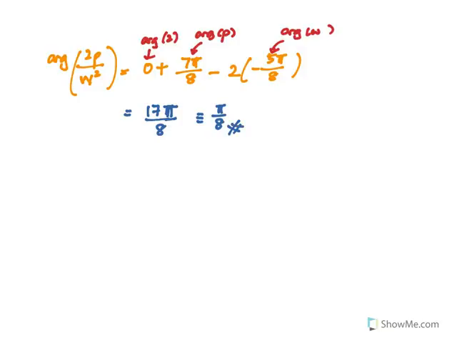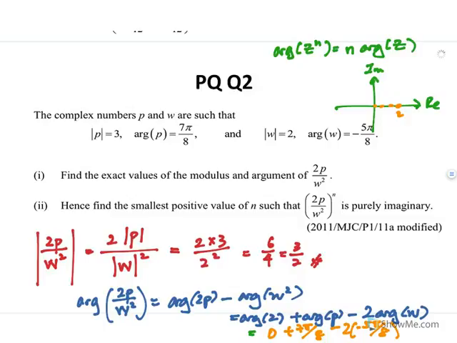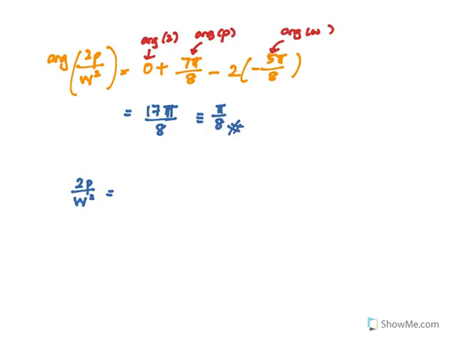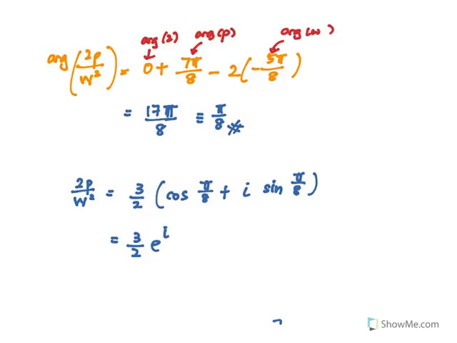So we can say that 2p over w squared can be written in the polar form. We know that the modulus is 3 over 2, so it can be written as 3 over 2 times cos theta plus i sin theta. This is in the polar form. In the exponential form, we can also say that it can be written as 3 over 2 e to the power of i pi over 8. I'm just going to keep it in this form because it might be useful later on.